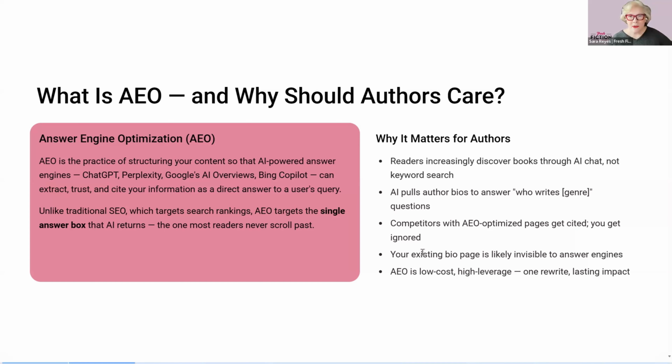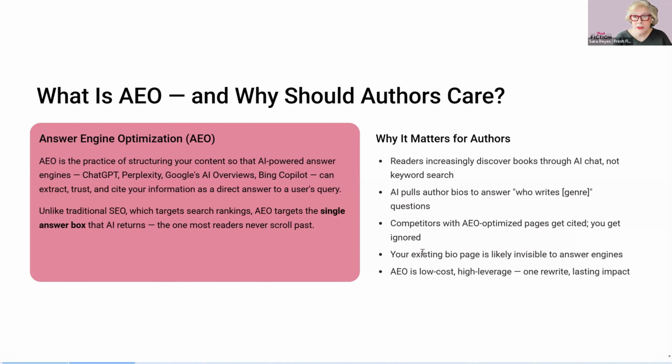So why does this matter to you? It matters because readers are increasingly discovering their books through AI instead of keyword searches. And remember, this is what Amazon is using too behind the scenes. So it's not search anymore. It's not like SEO anymore.